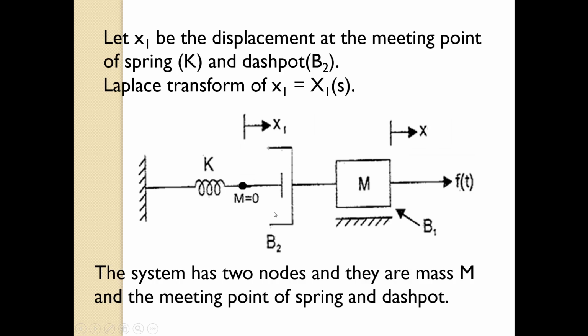Actually there was only one mass in the given system, but we have assumed another mass whose value is 0 at the meeting point of K and B2. So in total how many masses now? There are two masses. Of course one mass is 0, but we are considering that also here. So we can say there are two nodes in the given system. One node is m, another node is m equal to 0. So now we can draw two free body diagrams.